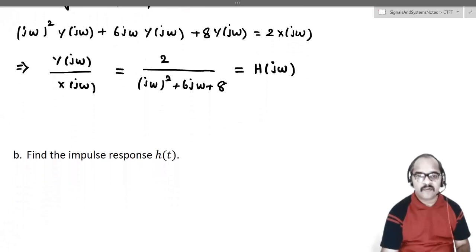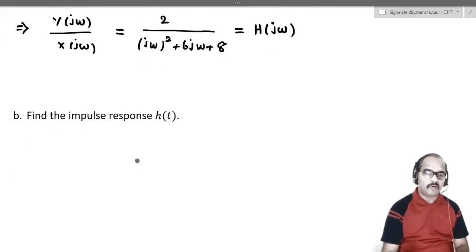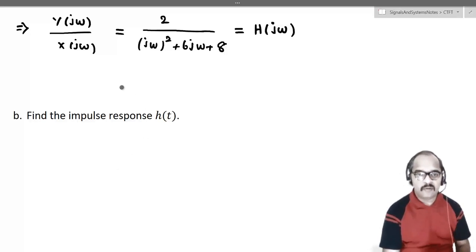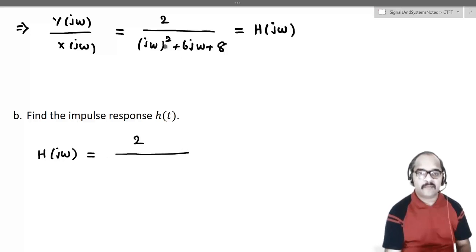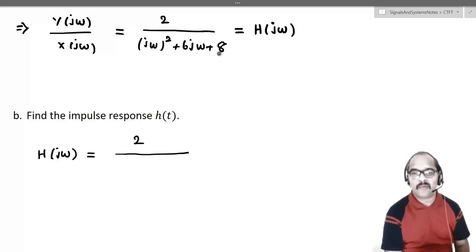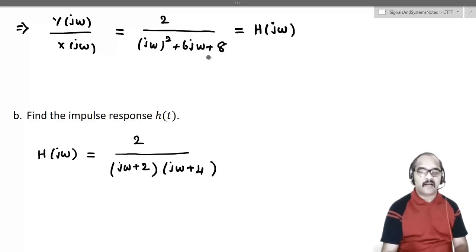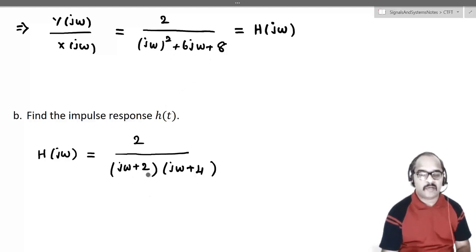Next question is find the impulse response of the system. Okay, so how are the frequency response and impulse response related? If you take the inverse Fourier transform of H of j omega, you get back the impulse response. So to find the inverse Fourier transform, first we have to factor the denominator of H of j omega. So H of j omega is given by 2 divided by (j omega)^2 plus 6 j omega plus 8. So how do we factor this here? So we can write this as (j omega plus 2) multiplied with (j omega plus 4). So we can factorize the denominator in this fashion, which you can easily verify.